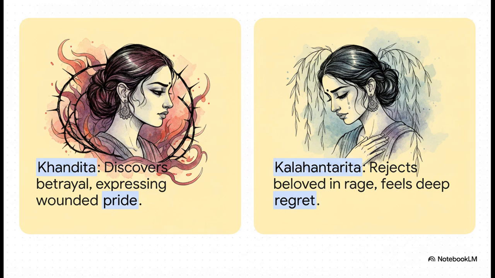Now, what follows is incredibly complex, and it's so essential to understand the nuanced psychological difference between these next two states. First is Candida. This is the righteous, burning anger of being wronged, especially if she sees signs her beloved has been with someone else. But then there's Kalahantarita. That is the agonizing regret that hits right after she angrily rejects him. It's that awful, sinking pain of speaking way too harshly during an argument and realizing, oh no, I've pushed them away.